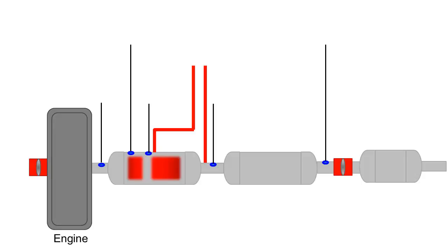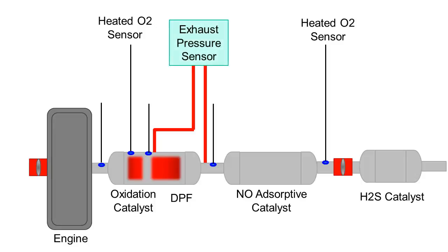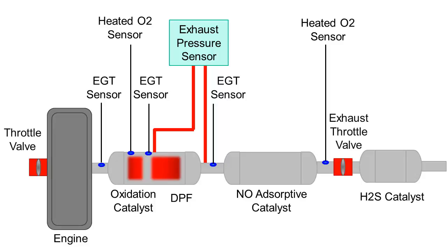Moving rearward from the engine, we see the oxidation catalytic converter and the diesel particulate filter in the same container. After that, the NO adsorptive catalytic converter, then the H2S catalytic converter. Two heated oxygen sensors are used, one at the inlet of the oxidation catalyst and one at the outlet of the NO adsorptive catalyst. An exhaust pressure sensor is used, and additionally, 3 exhaust gas temperature sensors are used.